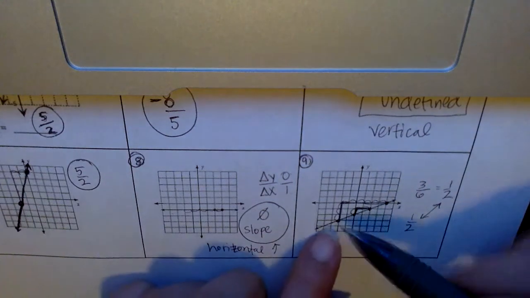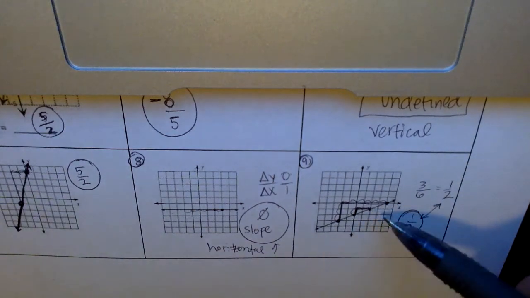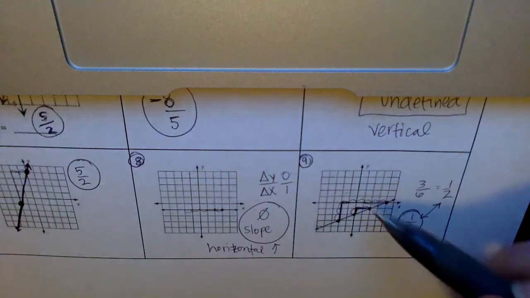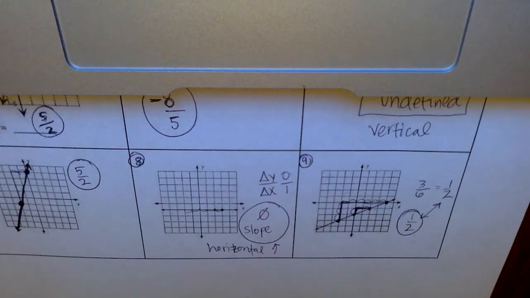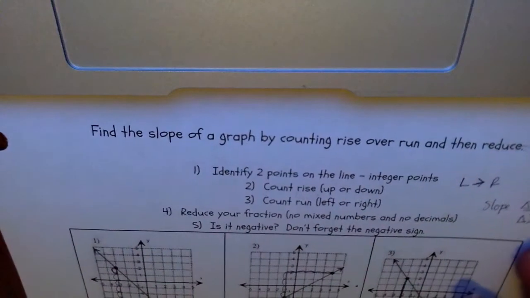I could use the first point and the third point, and I could still get 1/2. So it's nice to know that no matter which points you pick, as long as they intersect the grid at a nice point. Okay, this is how to find slope by counting rise over run, and you already found slope by using 2 points, and we will practice in class.